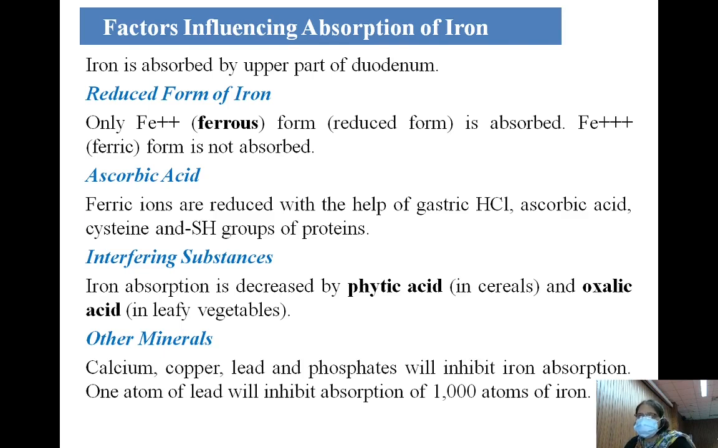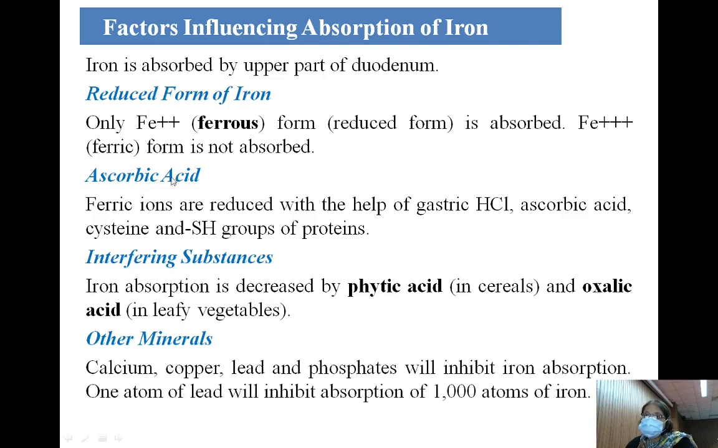Only the reduced form of iron, the ferrous Fe2+ form, is absorbed. The ferric form is not absorbed because enterocytes, the intestinal epithelial cells, have a transporter that is specific for divalent cations, not trivalent cations. That's why always the ferrous state, the divalent state, is absorbed, not ferric, because of the transporter specificity. That iron transporter can combine only with divalent cations.